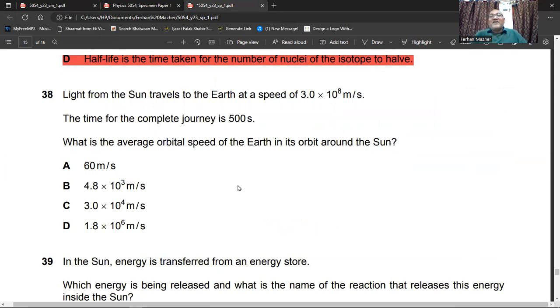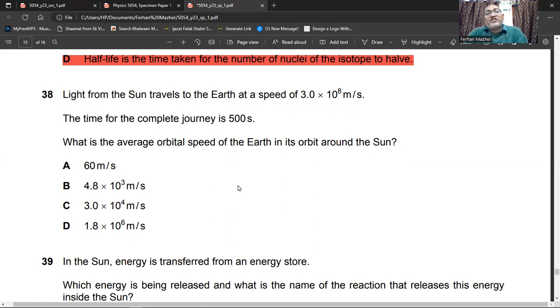That's the new thing. This is the new topic which is added. Question 38 is coming from there, and that is about orbital speed. The light from the sun travels to the Earth at a speed of 3×10^8 meters per second. The time for the complete journey is 500 seconds. So from here, I can calculate how much is the distance between the sun and the Earth.